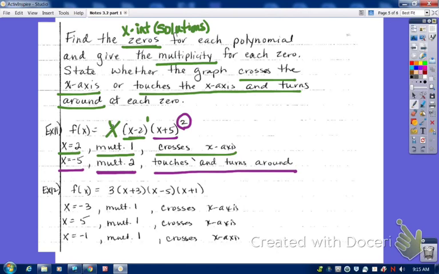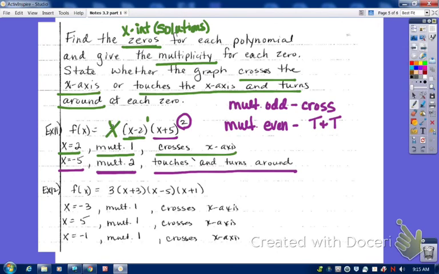So maybe we want to add this to our notes. If multiplicity is odd, then that's an x-intercept where your graph is just going to cross the x-axis. If your multiplicity is even, that's going to be an x-intercept where your graph touches and turns around. And I like to abbreviate that T and T.